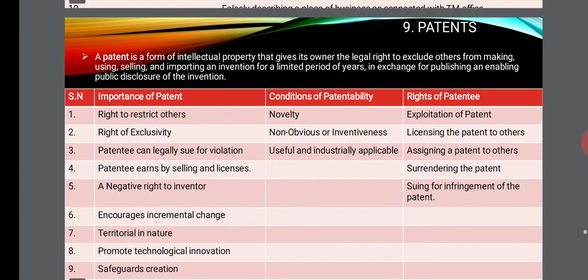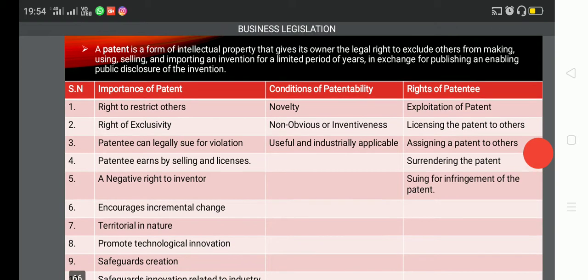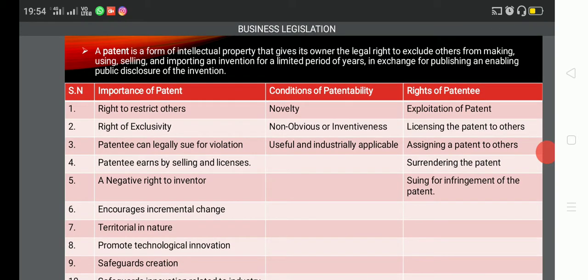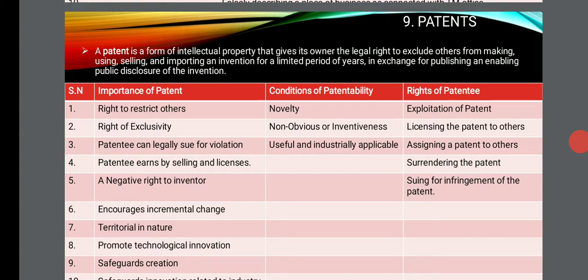Now, what are the conditions of patentability? When a patent is given, there should be novelty: a new product, a new design, a new invention should be there. Non-obviousness or inventiveness. You cannot just say, I invented this. There should be non-obviousness as well. Obviousness means something which is obvious is not an invention. Then useful and industrially applicable, it should be useful and it should be industrially applicable.